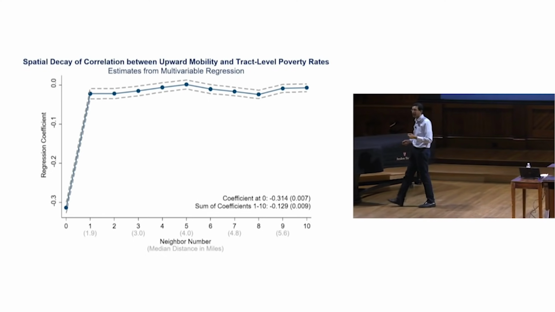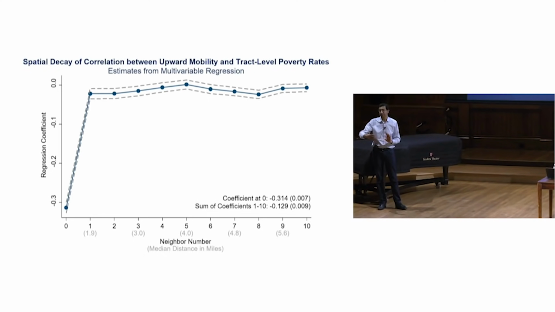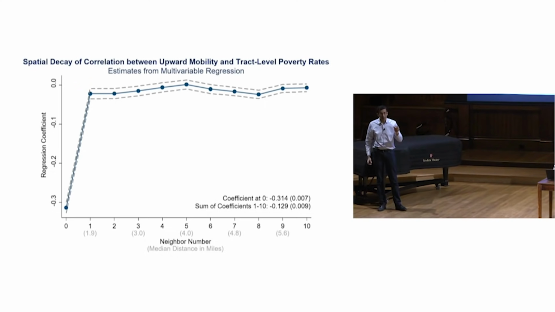So what we're doing now is asking how that pattern decays spatially. So we know that if you live in a very high poverty area, you tend to have worse outcomes on average. But what if the place next to you, the census tract that's like 0.2 of a mile away or half a mile away, is high poverty? Is that associated with worse outcomes, or is that irrelevant? At what rate does the impact of poverty on a kid's outcomes decay spatially?